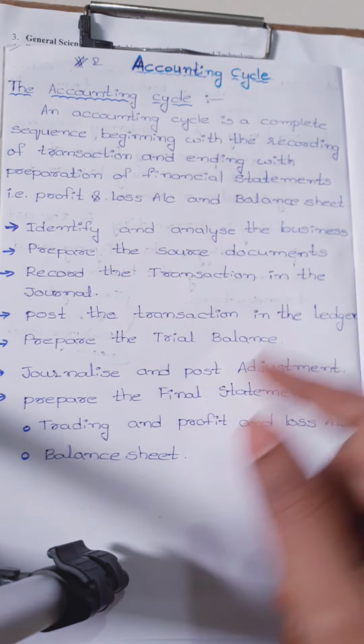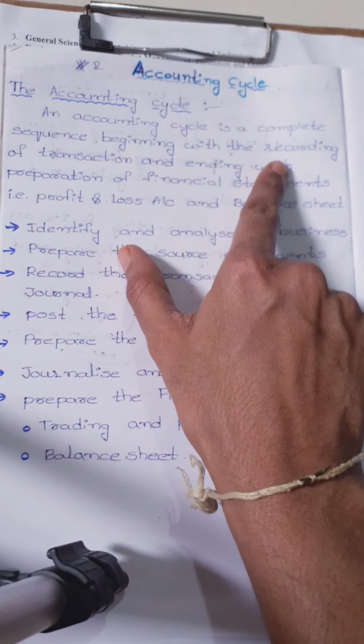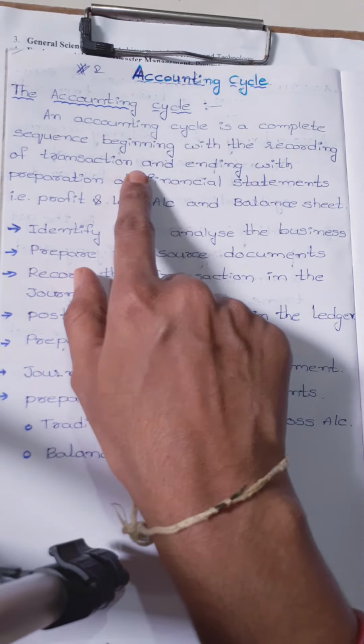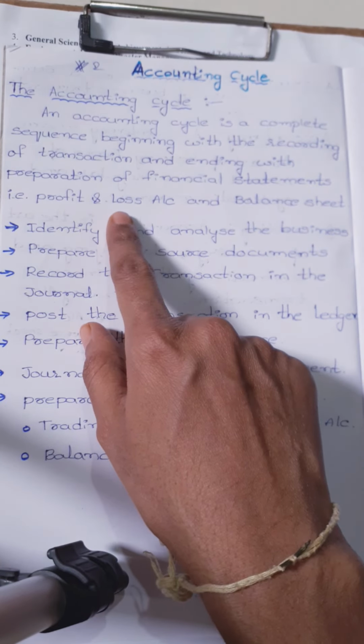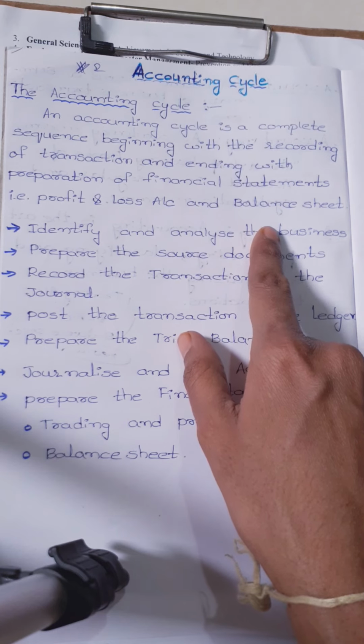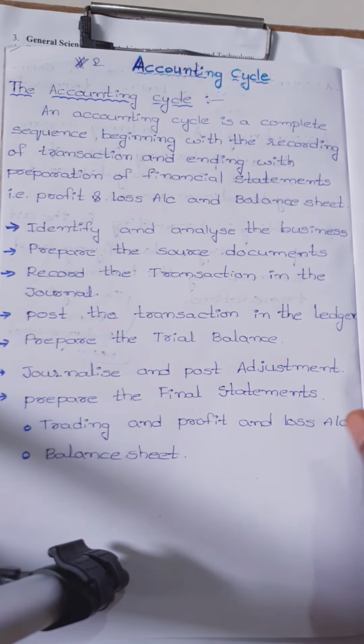So, usually, accounting cycle is a complete sequence beginning with the recording of transactions and ending with preparation of final statements. What are the final statements? Trading account, profit and loss account, and balance sheet. These are all financial statements. So, how does it begin? It begins with journal entries and ends with financial statements, meaning final statements. The final statements are trading and profit and loss account and balance sheet.